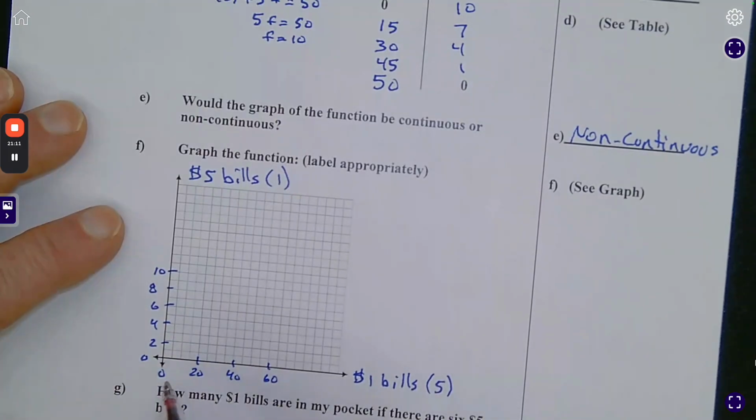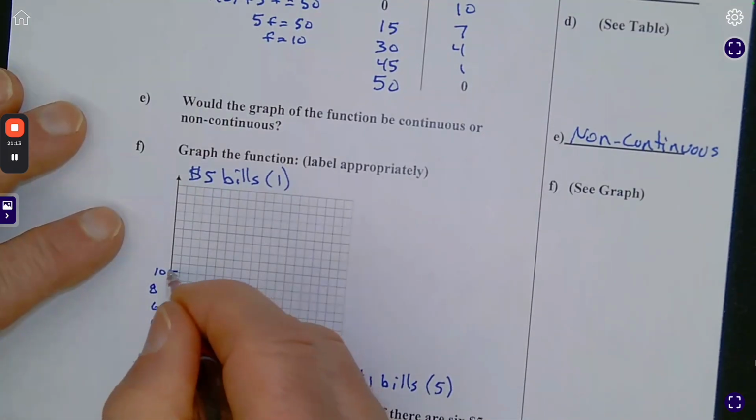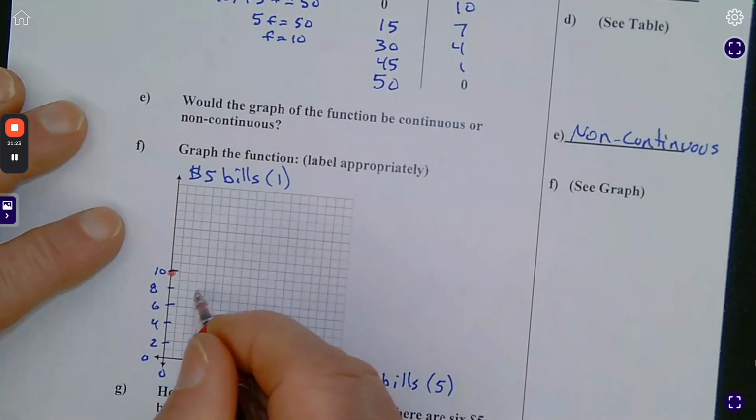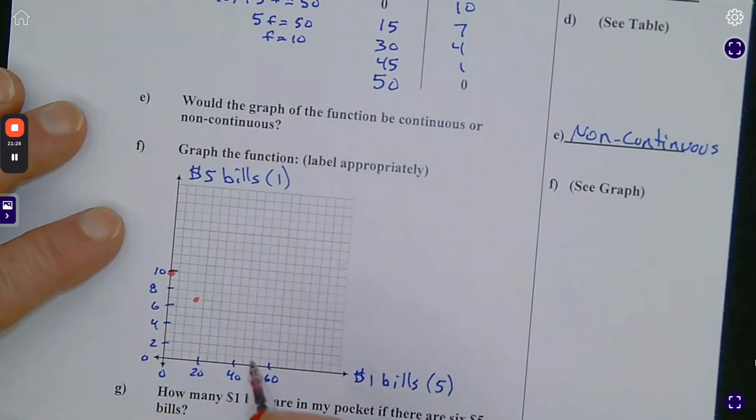0 $1 bills, 10 $5 bills. Write it up. 15 $1 bills, 7 $5 bills, 30 $1 bills, 4 $5 bills, 45 $1 bills, 1 $5 bill, and then 50 is 0.